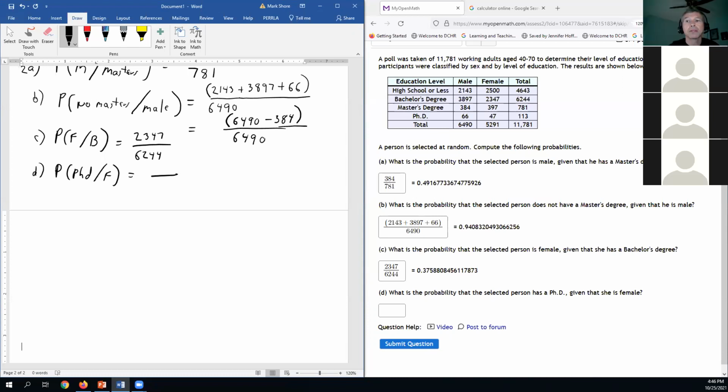Would it be 113? Let's see. It would be out of the females. No, it's not 113. That would be if it was given PhD. See this? Okay. So it's going to be what? What do you think?